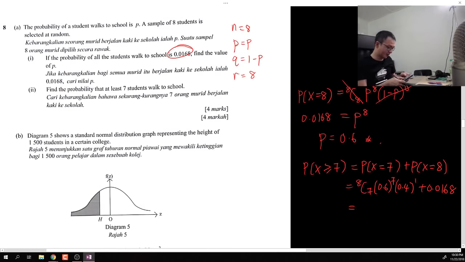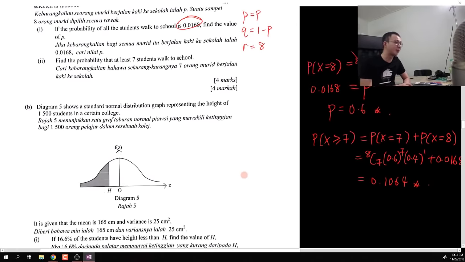Then I just solve this one and then add them together. 8C7 times 0.6 power of 7 times 0.4, and plus 0.0168. Then you should get the final answer, which is 0.1064. Alright, this is how to do this kind of question. If you can understand, then I will just move on to part B.